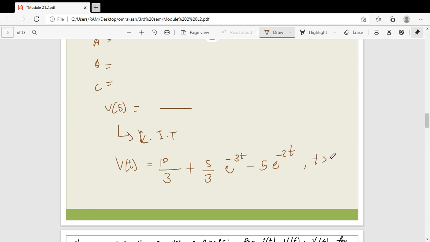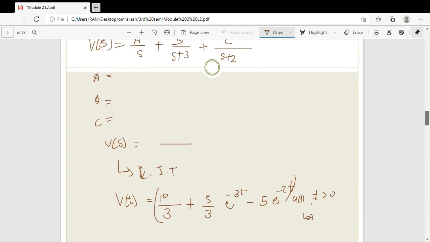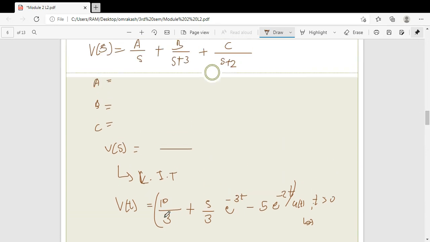What is greater than 0 for unit step input, right? Or you can also write this as here. By seeing the final output equation, you can also answer this ABC parameter. See, this is the constant parameter, so A value must be 10 by 3, B value must be 5 by 3, and C value is minus 5. Okay, solve the ABC parameter and match your answer.